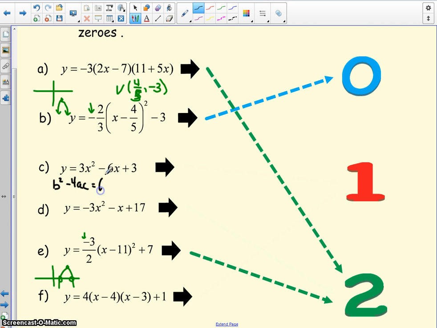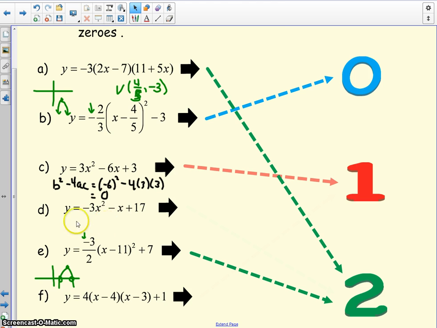So in this case, you're going to get negative 6 squared minus 4 times 3 times 3. Okay, and if you run that through your calculator, you're going to get 0. So a discriminant of 0 tells us that we have 1 x-intercept. Okay, we'll repeat the exact same process down here for this guy.